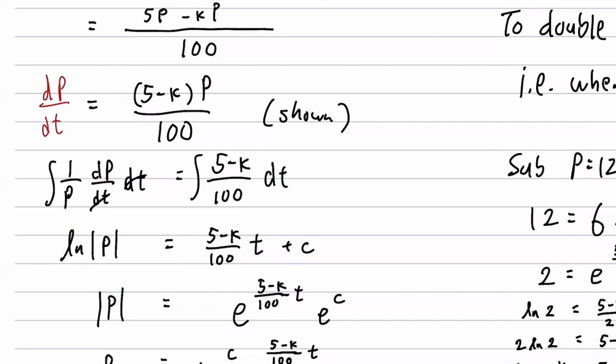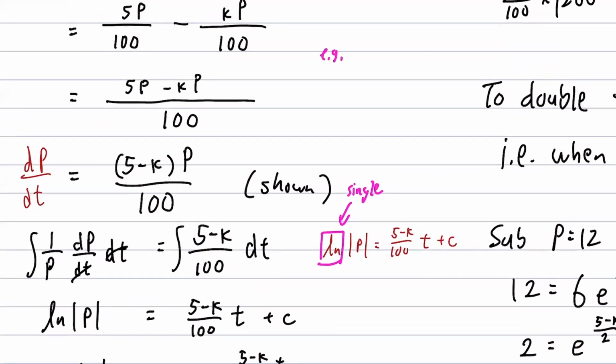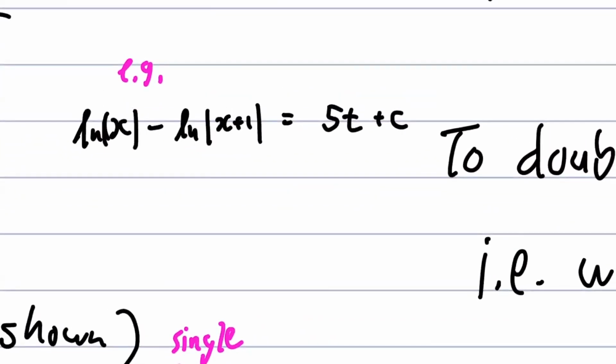By the way, let's say ln of P equals 5 minus K over 100 times T plus C. You want to do the trick where the ln is brought over and becomes an e. It only works when there is a single ln. So for example, quick example, if you had ln modulus x minus ln x plus 1 equals, I don't know, for example, 5t plus c, how do you make x the subject?